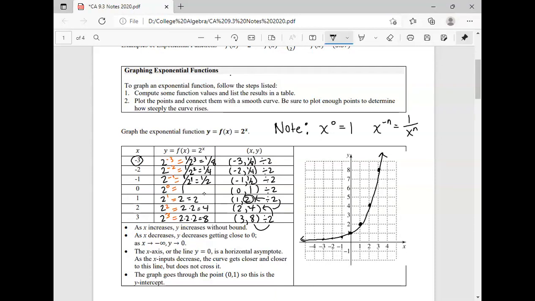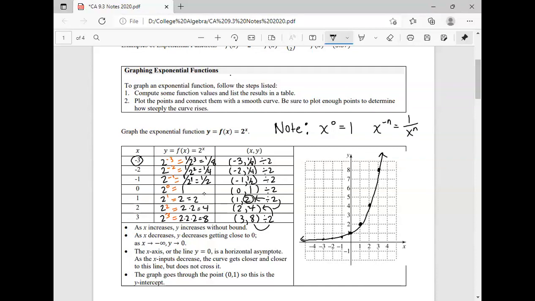Here's what we can learn from this. So this is exponential growth. As x increases, y increases without bound. That means that it's going to go to infinity. As x decreases, so as x gets smaller and smaller, y decreases, getting closer to 0. Is it ever going to cross this axis? In other words, if I say 1/8 divided by 2, I'm going to have 1/16. 1/16 divided by 2, I'm going to have 1/32. It's going to get closer and closer to 0, but it's never going to touch.